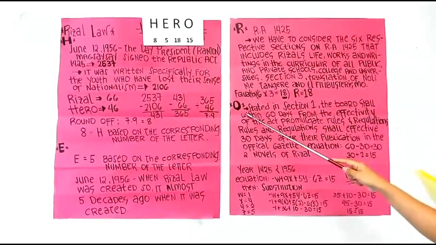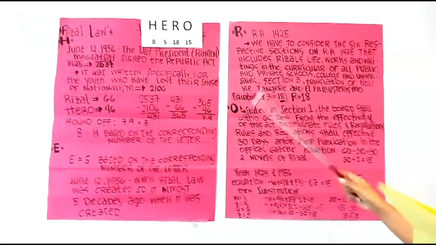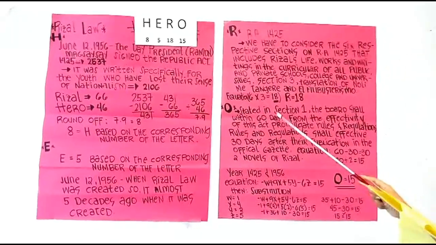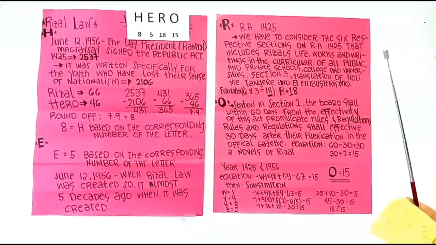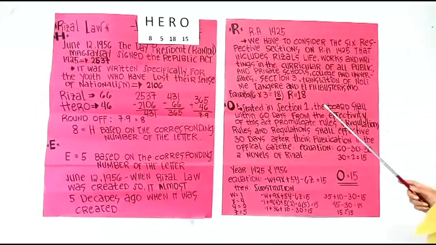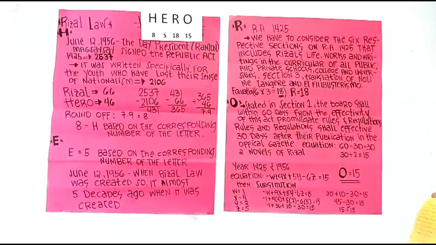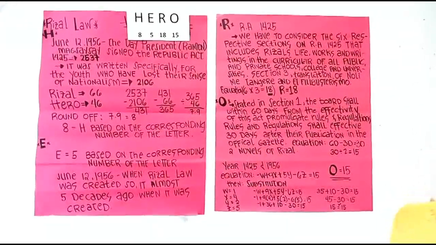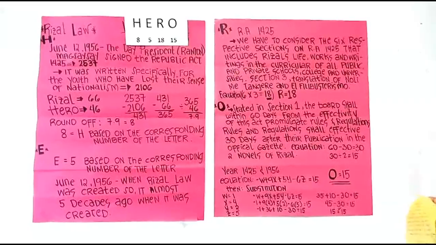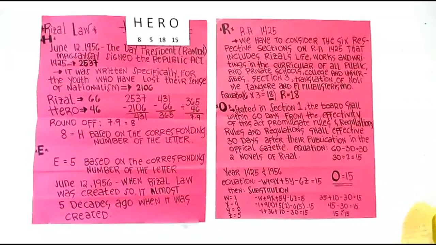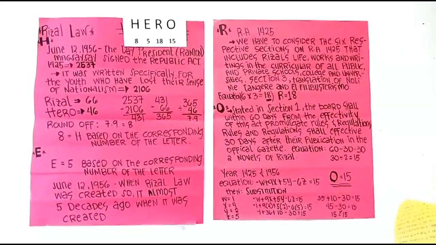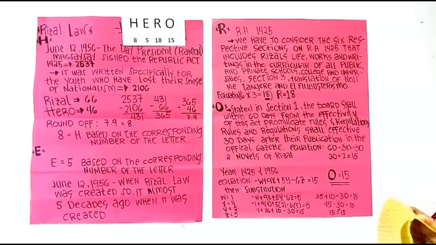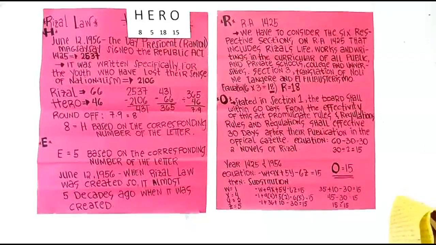So the next one, we have the letter O. The letter O corresponds to the number 15, as stated again in the RA 1425, Section 1. The board shall within 60 days from the effectivity of this act promulgate rules and regulations, and the said rules and regulations shall take effect within 30 days after their publication in the official gazette.